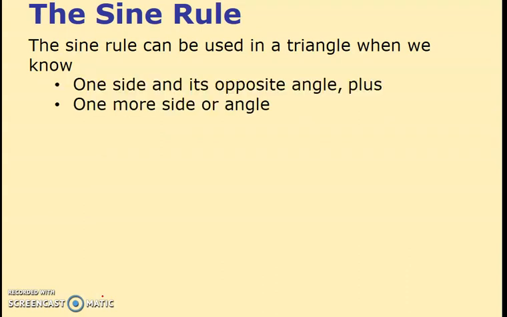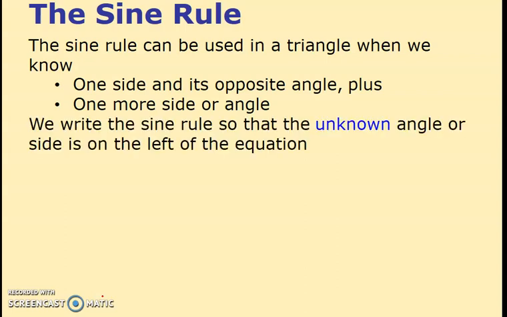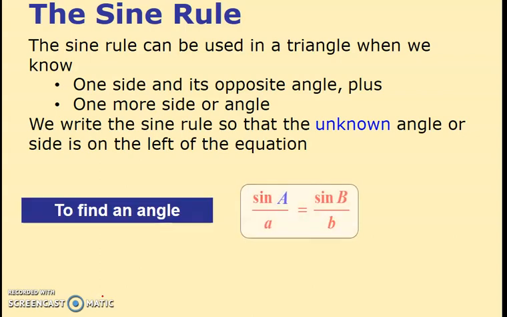If you know one side and an opposite angle, and you want to know one more side or one more angle, effectively you can do it. You need three of the four things to be able to do it. And the unknown thing I'm going to show you. There's two versions of this, really. To find an angle, we tend to put the thing that you want on the top of the equation and the left of the equation. So I've written sine A over A equals sine B over B. That's if I want the angle A.